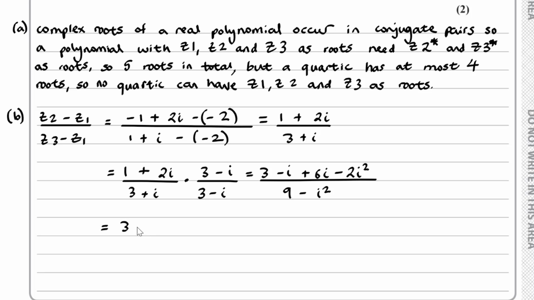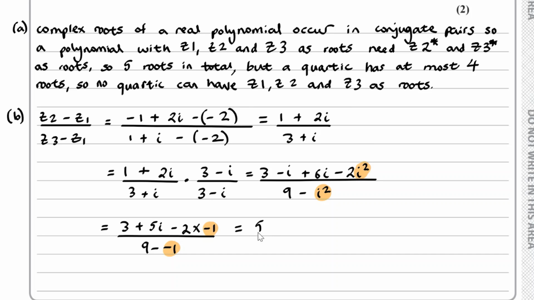So we have 3 plus 5i minus 2 times minus 1. Remember, minus 1 is the same as i squared. And then on the bottom we have 9 minus 1. Again, remember, minus 1 is the same as i squared.